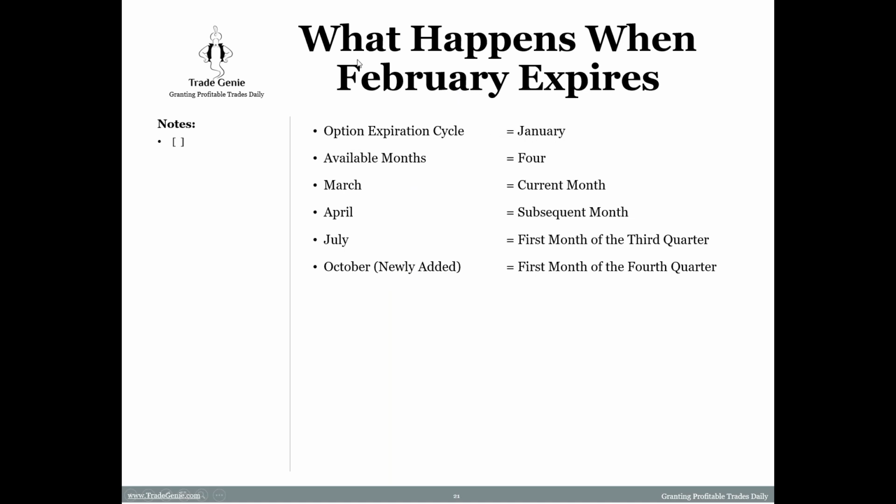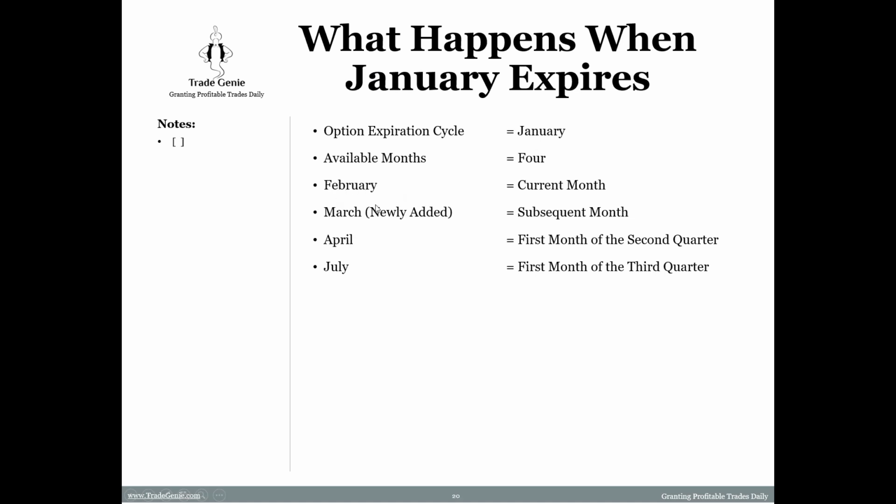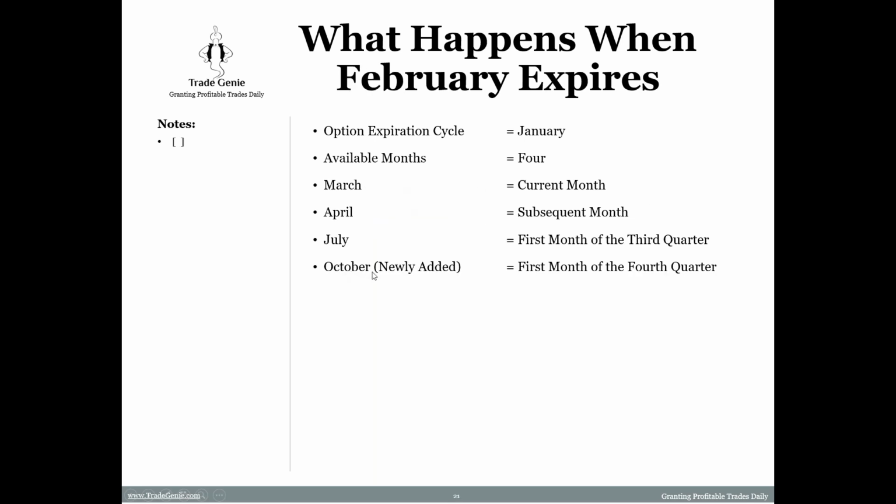So when the option belongs to the January cycle and February expires, we already have March, April, and July. When February expires, we add another month called October, and it's newly added. So now you will see March, April, July, and October, and so on.